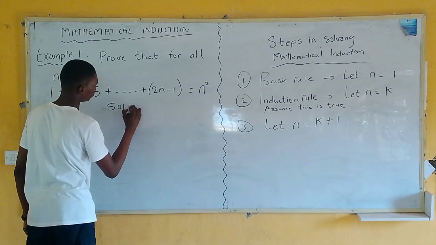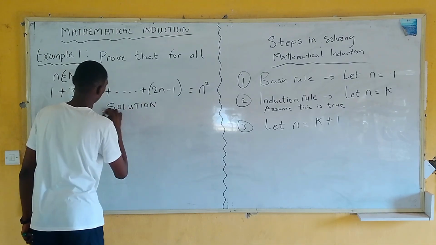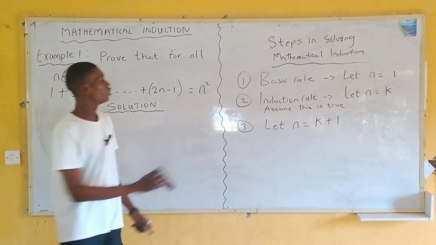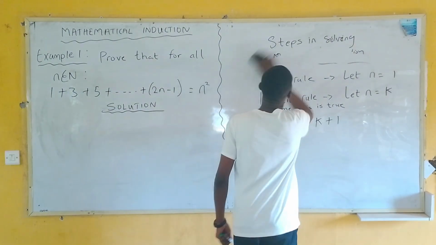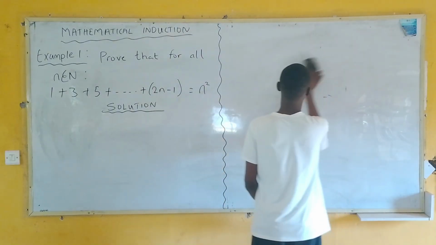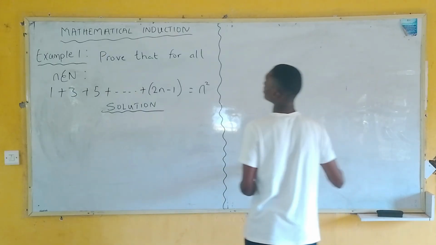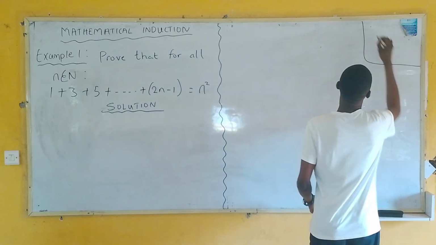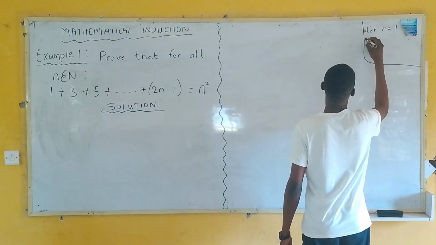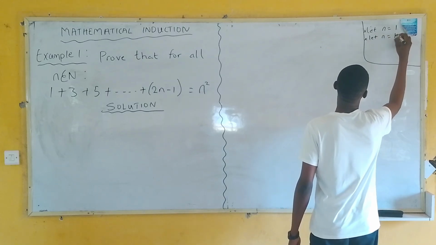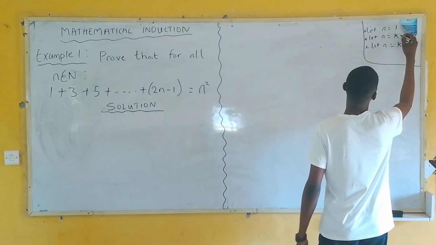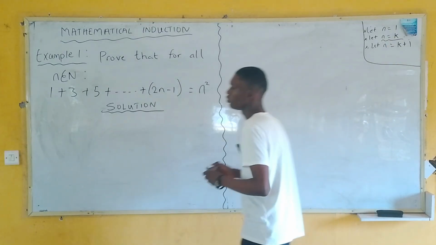So now let's solve this question together using these three basic steps. Let me rub this one off. So I'm going to write: let n be equal to 1, then let n be equal to k plus 1. We assume this is true.